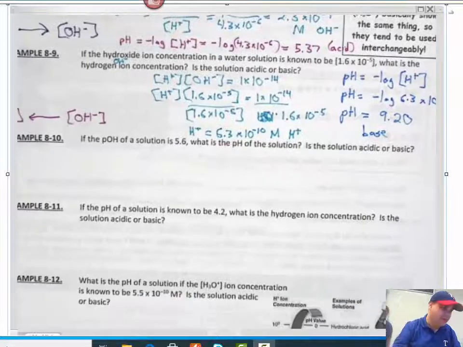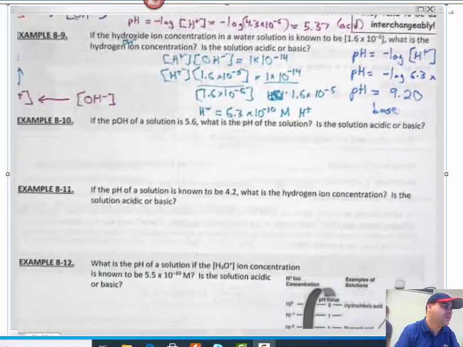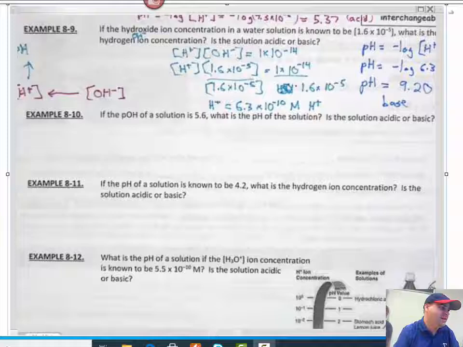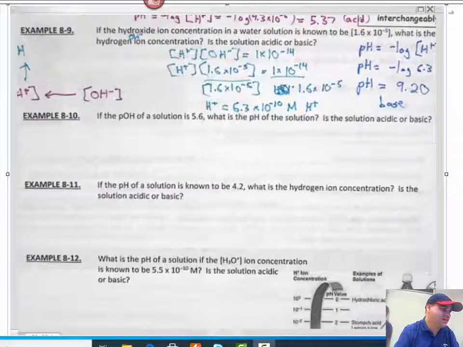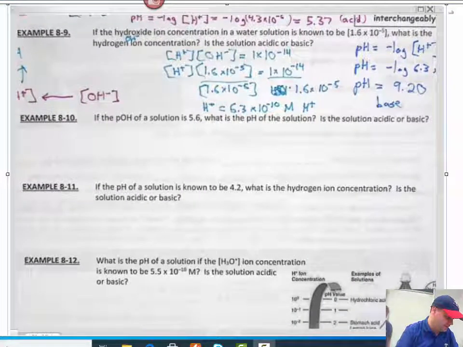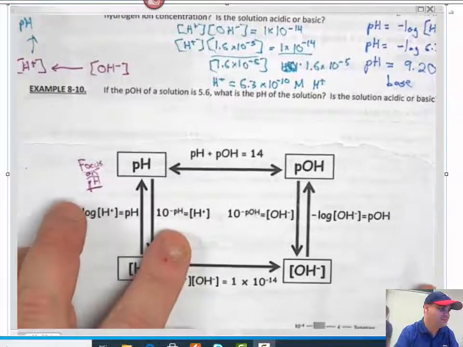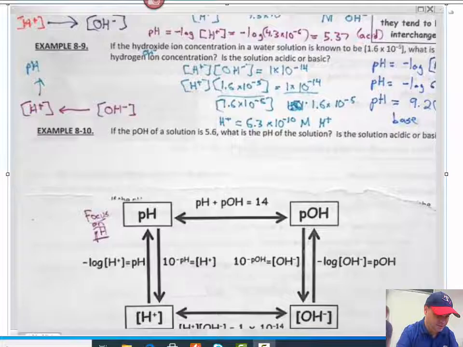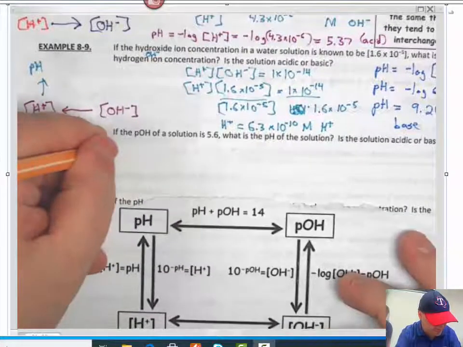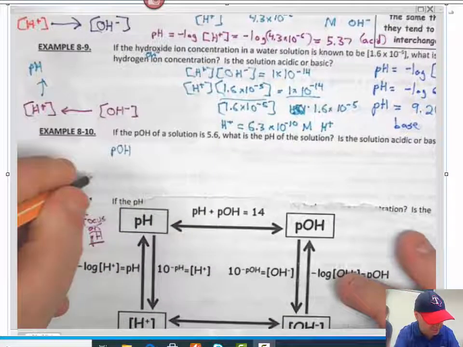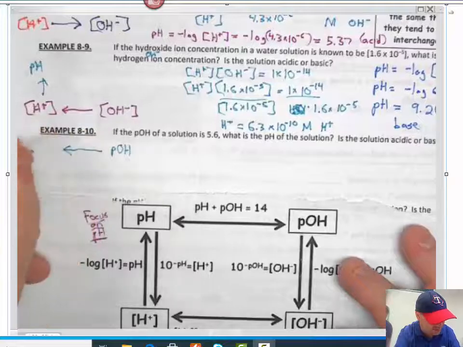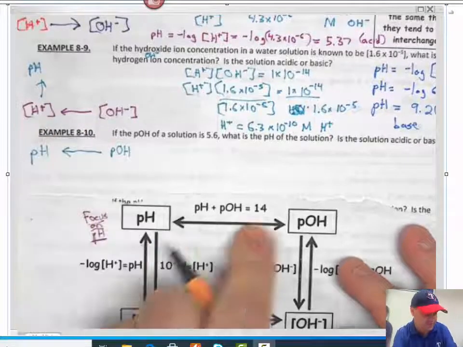Okay, let's do one more problem here and then I'll make another video for the next one. So, okay, here we go. If the pOH is 5.6, what is the pH of the solution? Is the solution acidic or basic? Okay, so again, if we're looking at my chart here, pOH is right here on the top right hand corner. So we're going to go across to pH by using this equation right here.